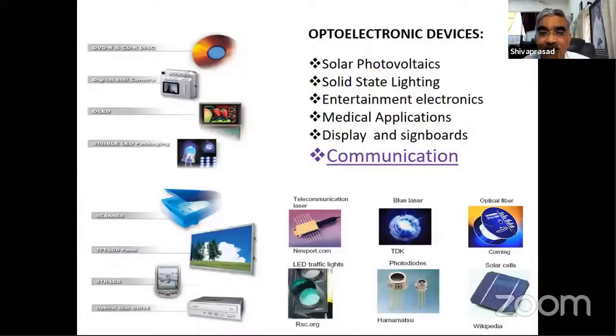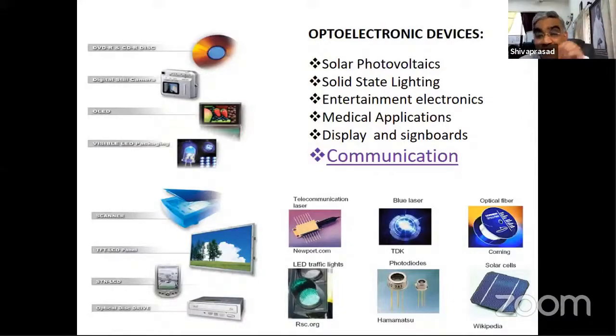So let's talk about optoelectronic devices. Optoelectronics can be divided into two parts, optics and electronics, right? Optics has to do with light, and electronics has to do with current. So optoelectronics is a field which combines light and current. Light is carried by photons, and electricity by electrons. So it's basically a photon-electron interaction, combining optics and electronics, photons and electrons.